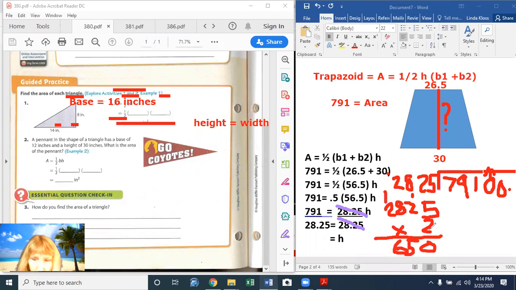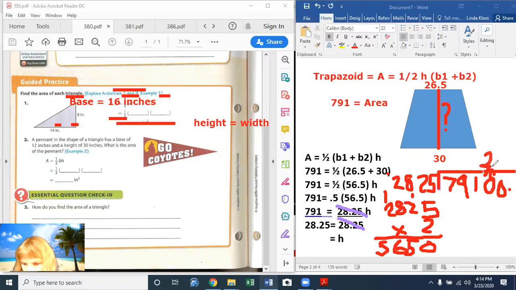And 2 times 2 is 4, plus 1 more is 5. Okay, don't turn me off. It's okay. All right, 2,825 times 2 is 5,650. If I was to add another 2,825, I would be over. So the answer is going to be 2.